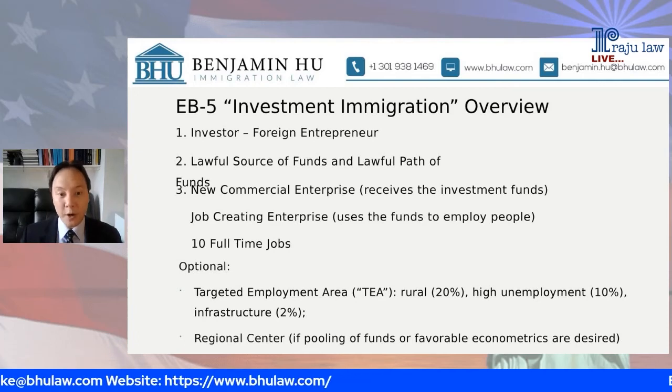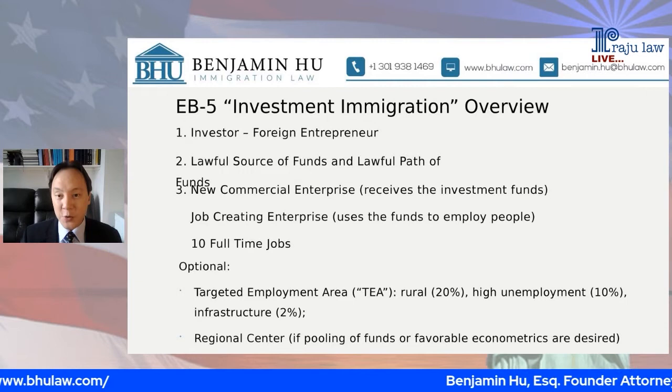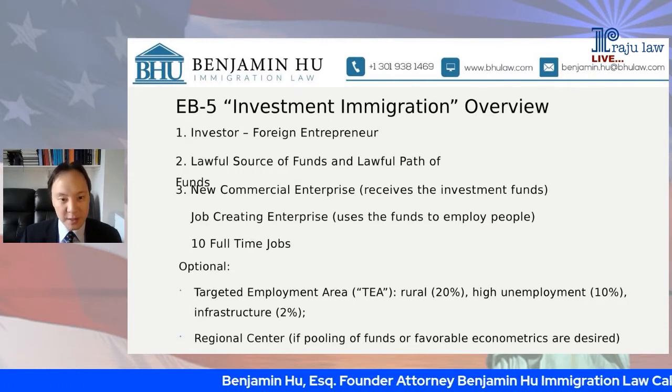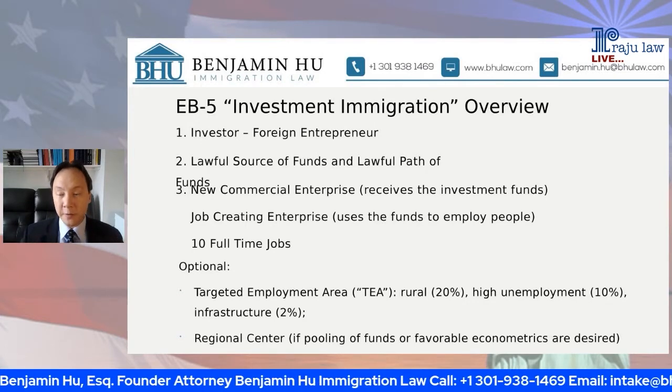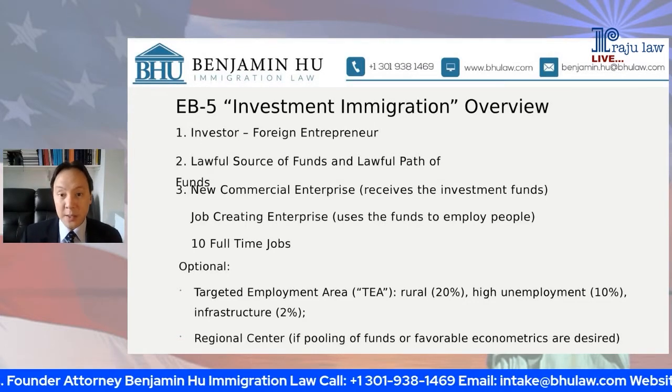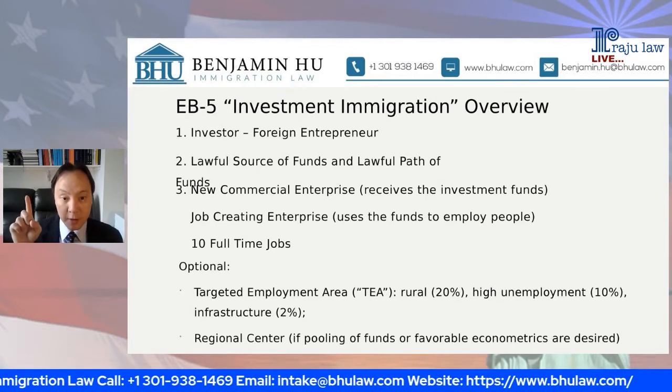These are the moving parts of the EB5 program. Number one, we'll have the investor, who is a foreign entrepreneur. This is the person who is not a US citizen, not a US green card holder, and they bring funds, they bring the money, and in some cases, they also bring the plan to create a new business. So that's number one, the investor.